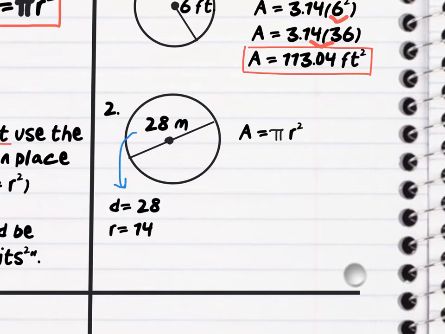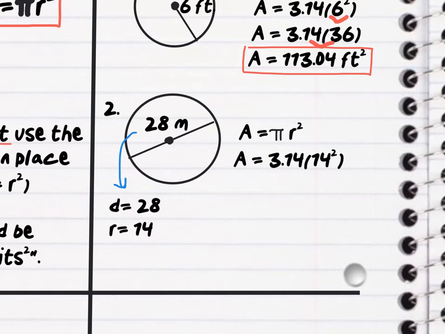So because the diameter is 28, remember in the previous lesson we learned that the radius is half of that. So we take that 28 and divide it by 2. The radius is 14. Now we can plug in our numbers in our formula. So we have A equals 3.14 times 14 squared.